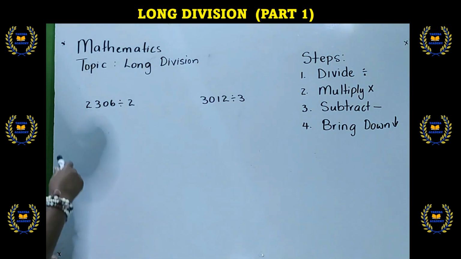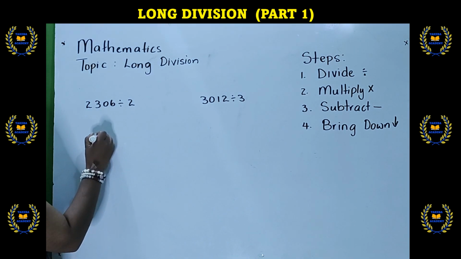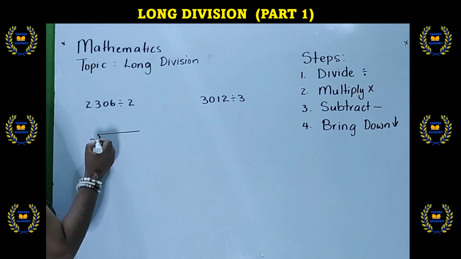On the board I have 2 examples that we're going to be using to go through the steps and to make sure that you students understand exactly what the process is. Okay, so let's work our first example. First we need to set the problem out carefully.